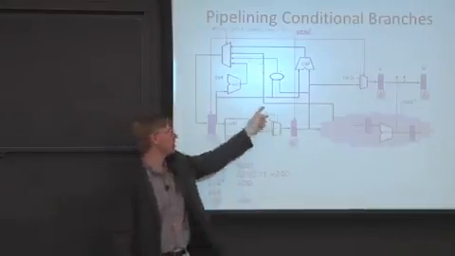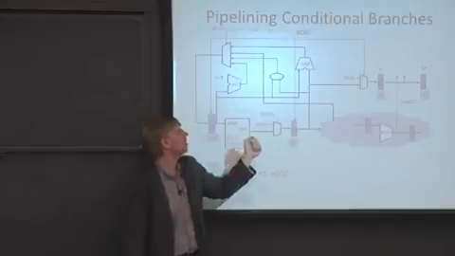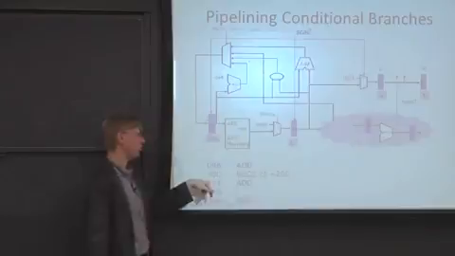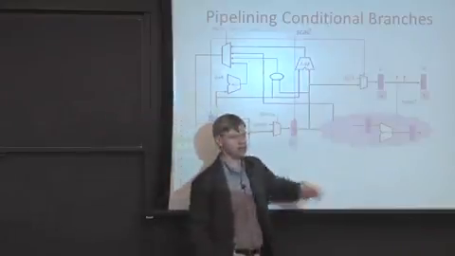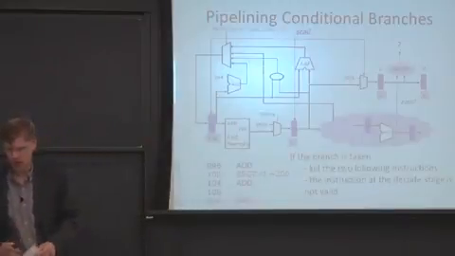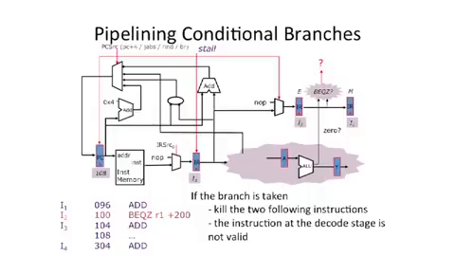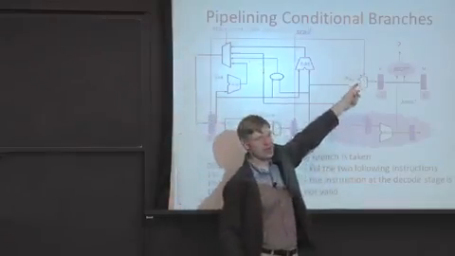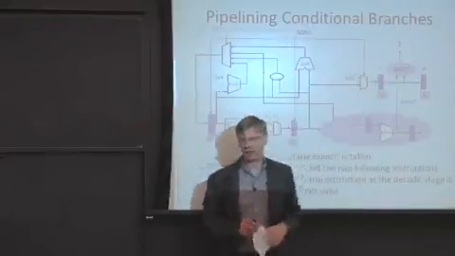So that's going to change the logic that connects to here. We're also going to have to insert a no-op here because we fetched 104 at that time into this point of the pipe. So if a branch is taken, we need to kill the next 2 instructions. And the instruction at the decode stage is effectively invalid. So we need to swing this mux here. So we're going to have to add an extra control line onto this multiplexer.